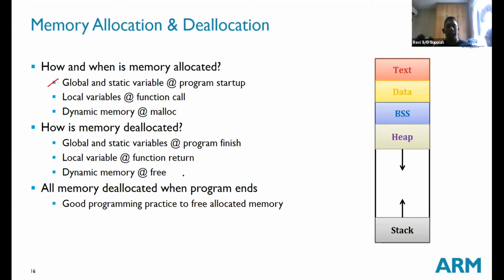So when you call the function, then only those local variables are allocated memory. Dynamic memory is when you call malloc. Okay. When is memory deallocated? When the program finishes, then of course global variables and static variables are released. For local variables, the moment you return from the function, you already free up the memory. And for dynamic memory, it is when you call the free function.